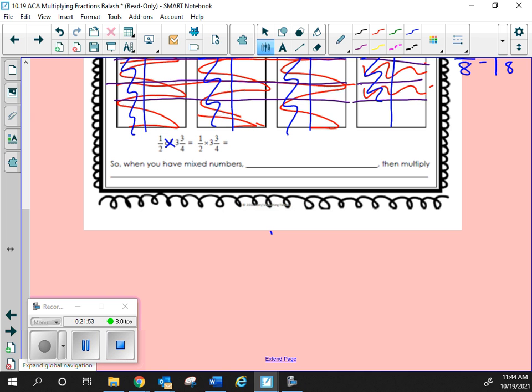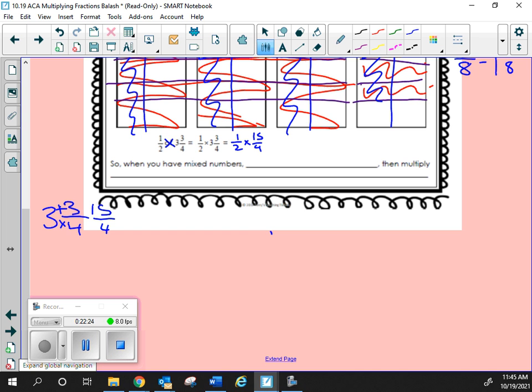Is there a way to turn that mixed number into just a fraction? Yes, I would use the Texas thing. So 3 3/4. Let's do that Texas thing. I do 4 times 3, which is 12, plus 3 is 15. My denominator is 4. So that's going to be my next step. I'm going to rewrite it as 1/2 times 15/4.